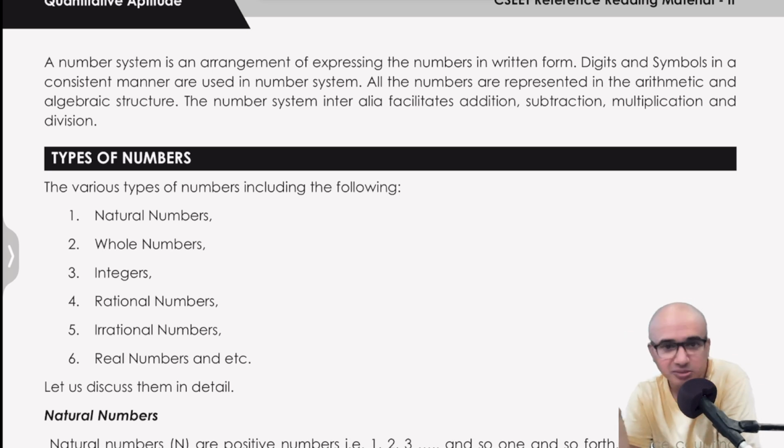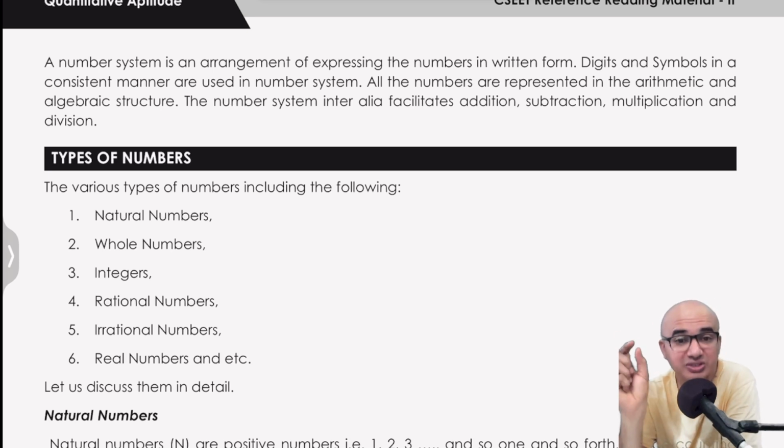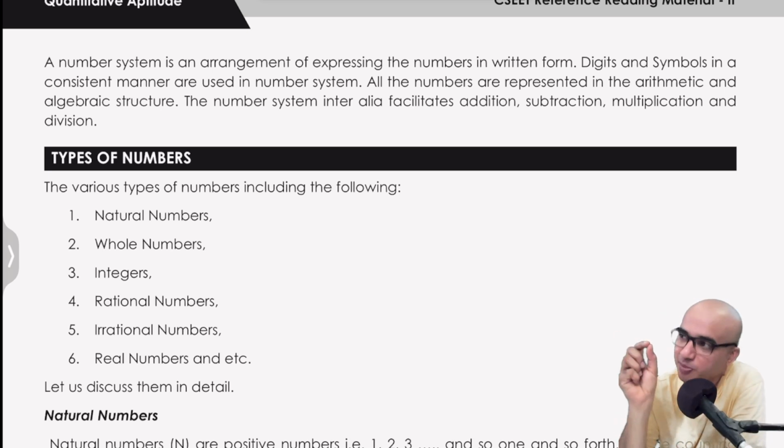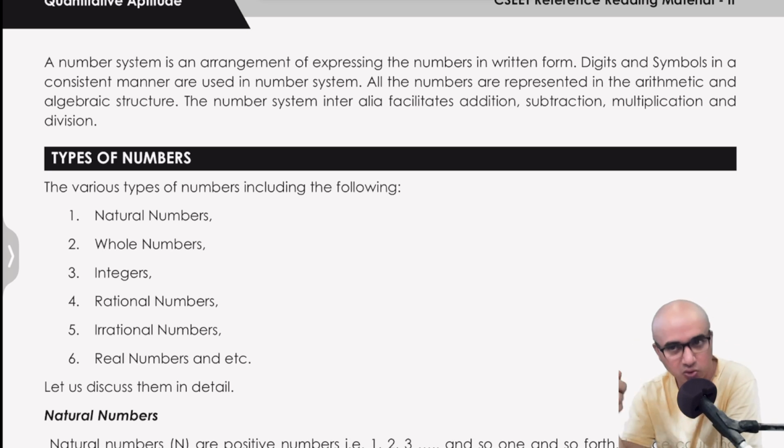In a number system, there are specific digits and symbols that are used consistently. That means when a particular digit is used, we know what exactly it is referring to. Its meaning, or whatever it quantifies, won't change. These elements will have predefined values and meanings, ensuring uniformity in representation. So that is what we mean by digits and symbols in a consistent manner.